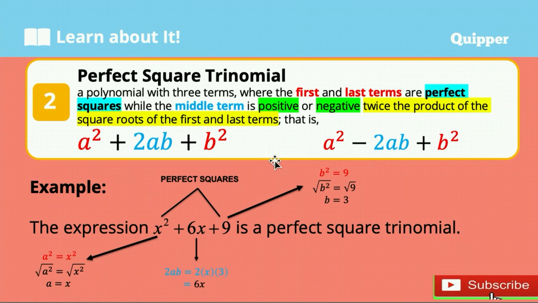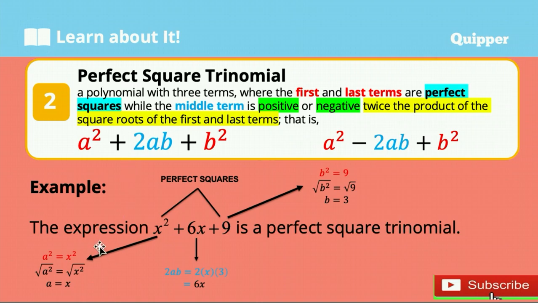Perfect square trinomial. It is a polynomial with three terms, where the first and the last terms are perfect squares, while the middle term is positive or negative twice the product of the square roots of the first and the last term. That is in the form of a squared plus 2ab plus b squared, or a squared minus 2ab plus b squared. These are the two forms of a perfect square trinomial.